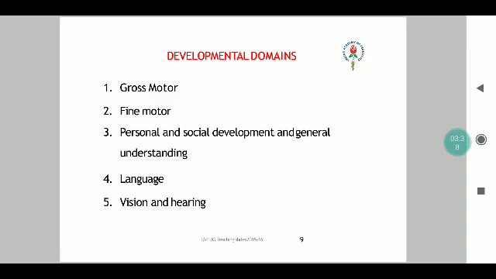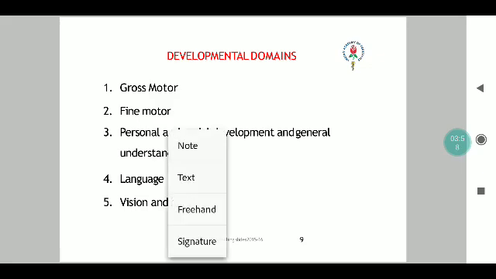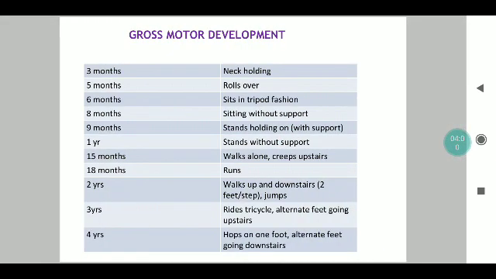Now, coming to development per se, we can classify it under 4 headings broadly, including a 5th heading of vision as well as hearing, because that too is important for development. The domains in which we assess development include gross motor, fine motor, social, and language, apart from which there are also visual milestones and hearing milestones as well. We'll explain each of these in detail.